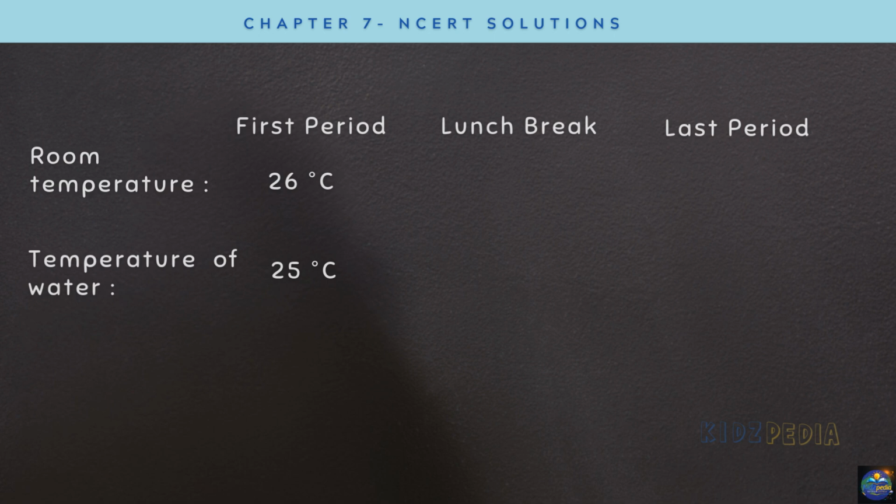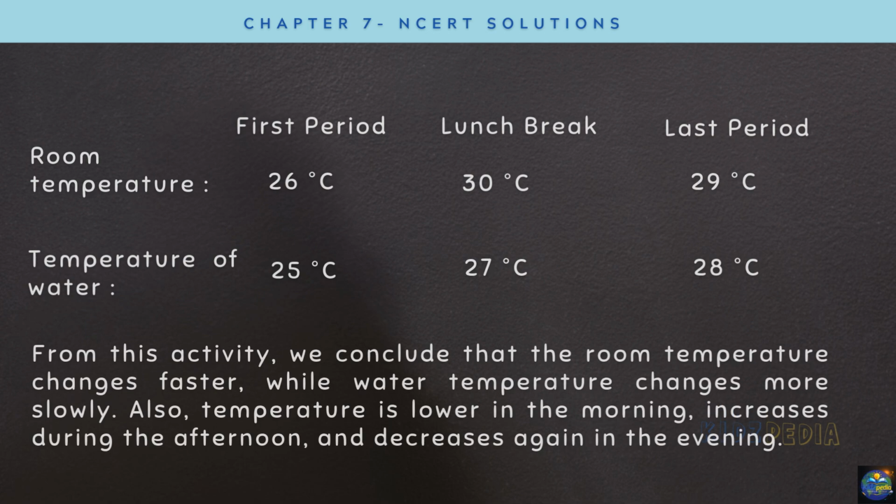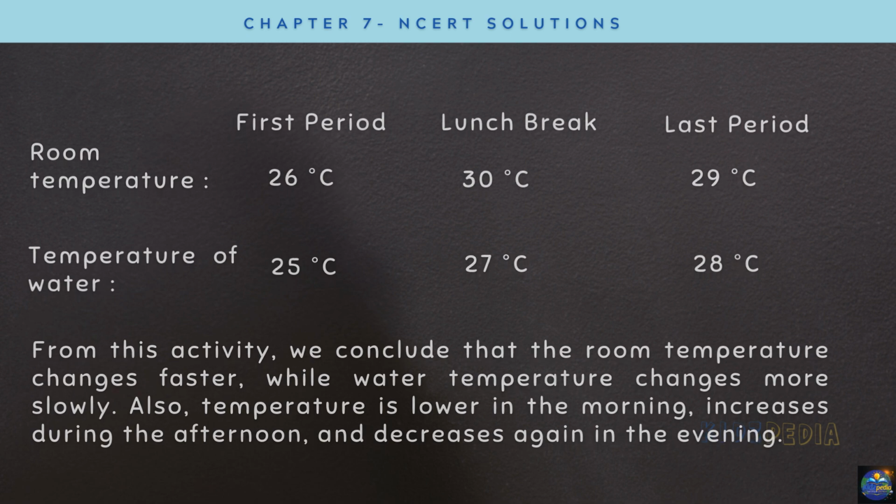At lunch break, the room temperature may rise to 30 degrees Celsius while the water temperature may be 27 degrees Celsius. By the last period, the room temperature may be 29 degrees Celsius and the water temperature 28 degrees Celsius. From this activity, we can observe that the room temperature changes faster while water temperature changes more slowly. Also, the temperature is lower in the morning, increases during the afternoon and decreases again in the evening.